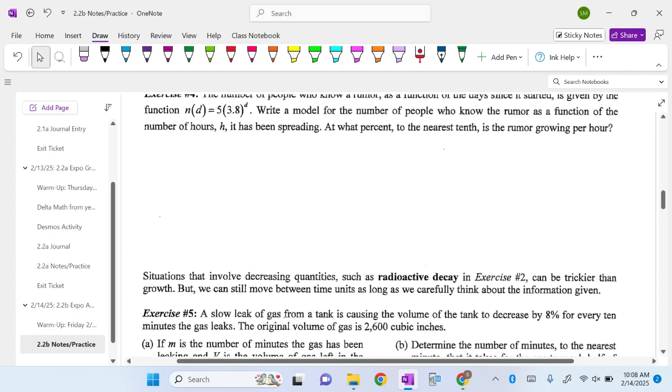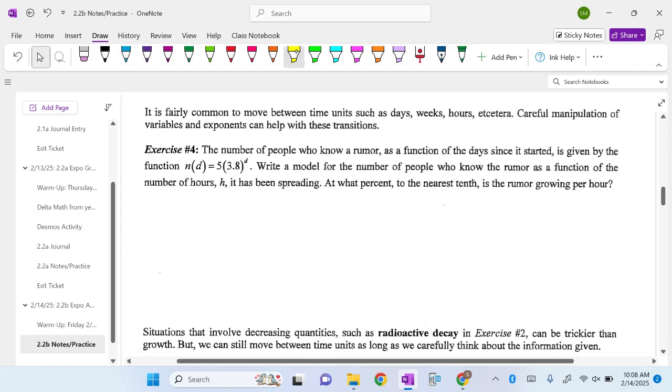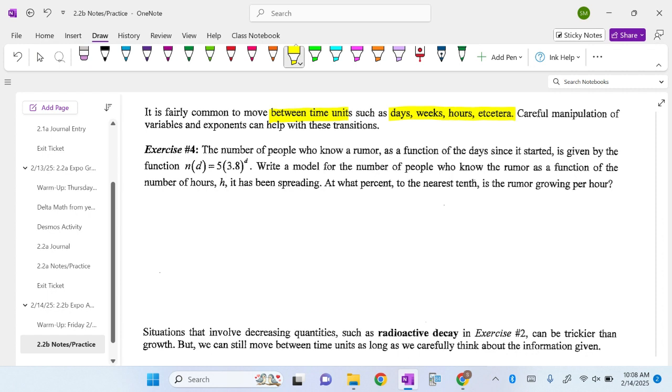All right, let's do one more. So it's fairly common to move between time units such as days, weeks, hours, etc. So the number of people who know a rumor as a function of days since it started is given by this function here. We want to write a model for the number of people who know the rumor as a function of the number of hours since it has been spreading. And then it also wants to know at what percent to the nearest tenth is the rumor growing per hour.